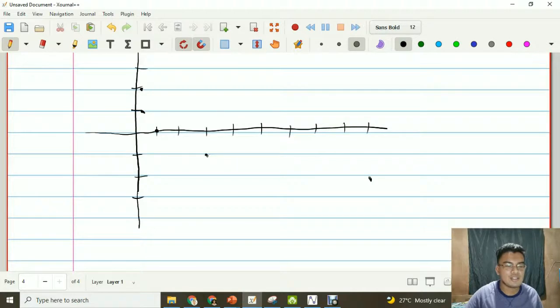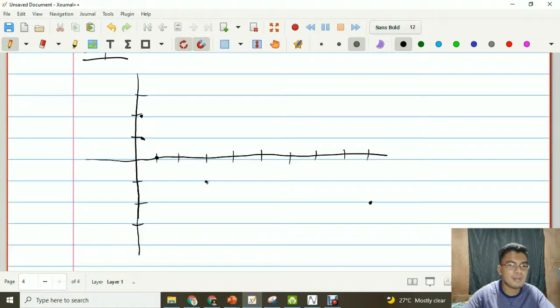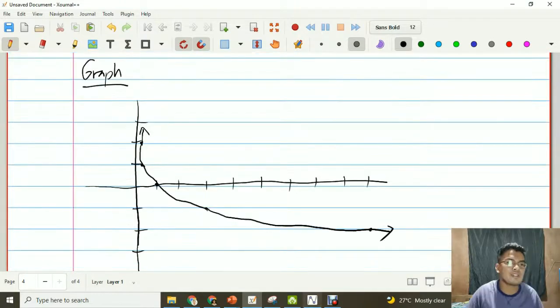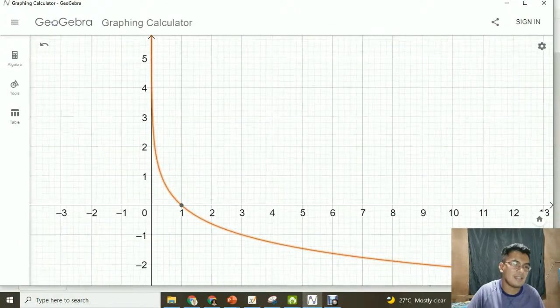So, after nating i-plot, pwede na nating i-connect yung mga points using a smooth curve. So, as I said, pasensya na ho sa aking pag-connect ng mga dots kasi hindi smooth yung aking drawing. Ayan. So, kung titingnan natin ito sa ating graphing calculator, ang appearance niya ay ganito.